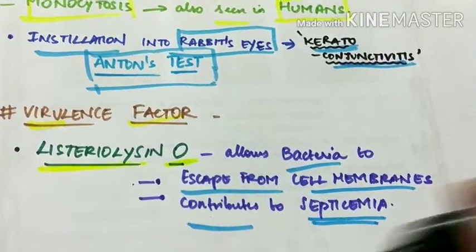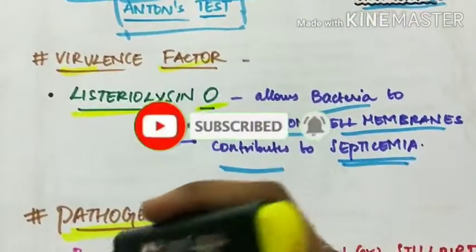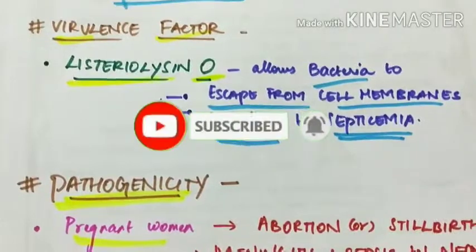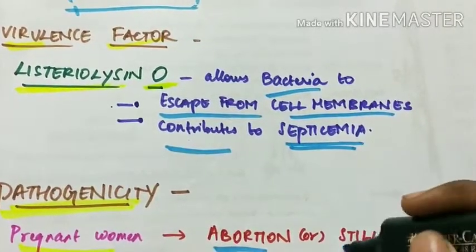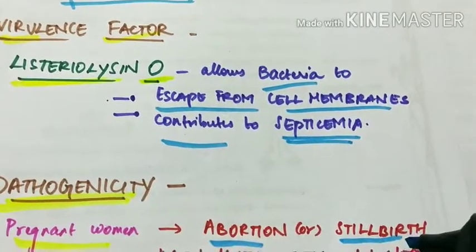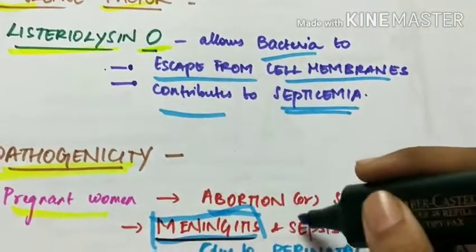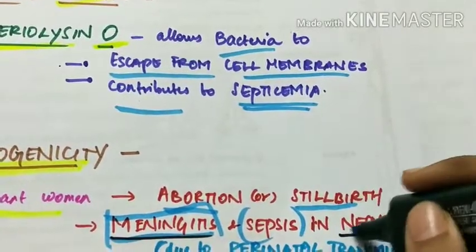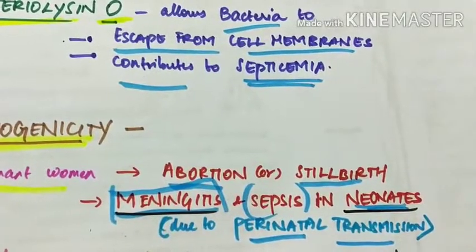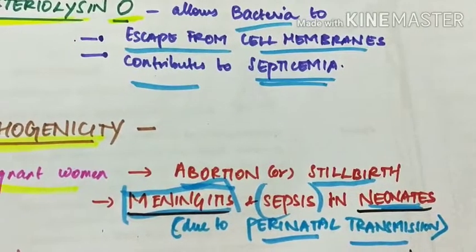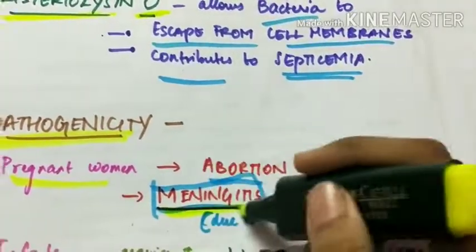Coming to the pathogenicity. In pregnant women, Listeria monocytogenes can lead to abortion or stillbirth of the baby. Meningitis or sepsis can occur in neonates due to perinatal transmission. So Listeria is one of the most important and common causes of neonatal meningitis.